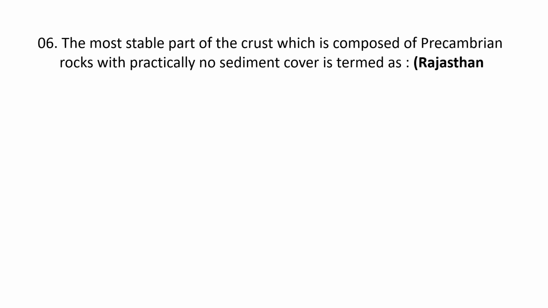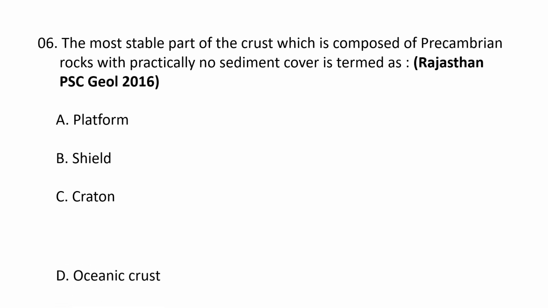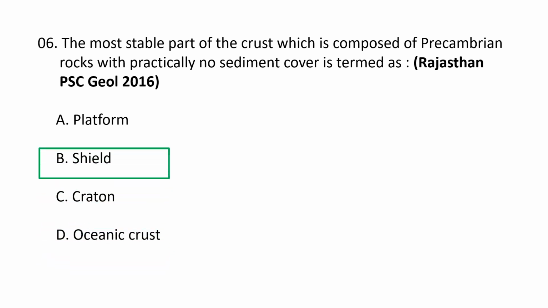Next question. The most stable part of the crust, which is composed of Precambrian rocks with practically no sediment cover, is termed as A. Platform, B. Shield, C. Craton and D. Oceanic crust. So the most stable part of the crust, which is composed of Precambrian rocks with practically no sediment cover, is known as a shield. Precambrian shields are the stable parts of the continents, composed of Precambrian rocks with little or no sediment cover. So B shield is the correct option.